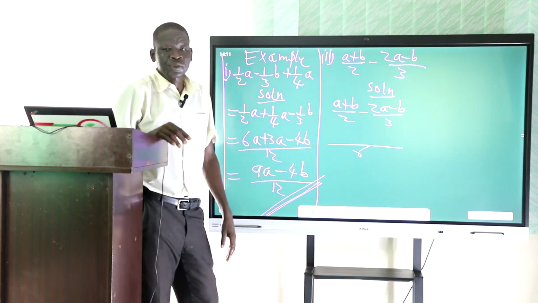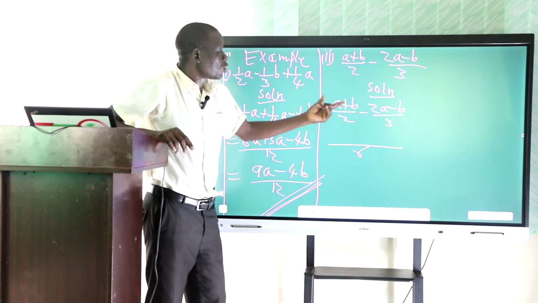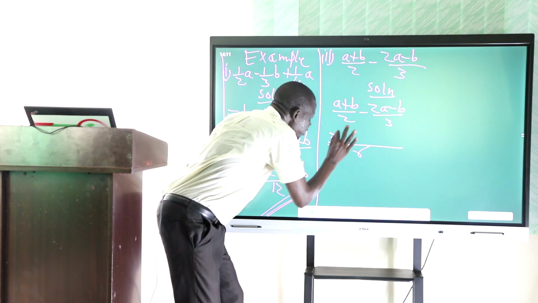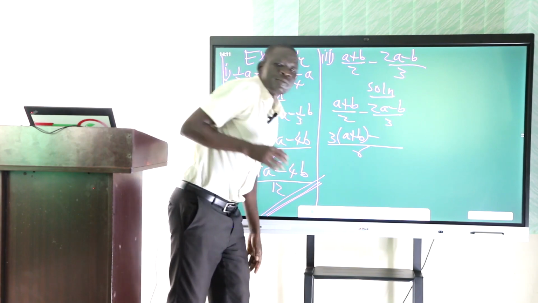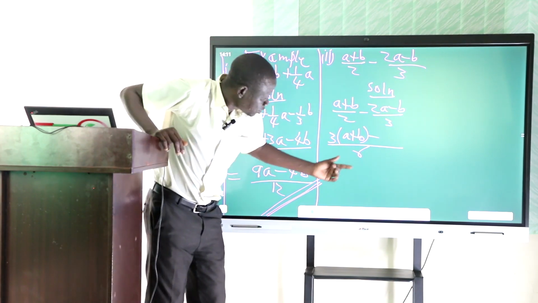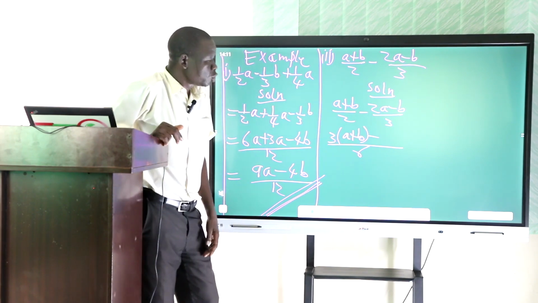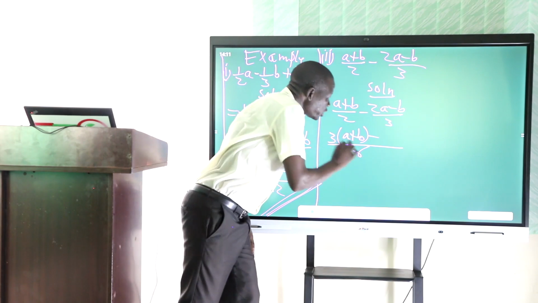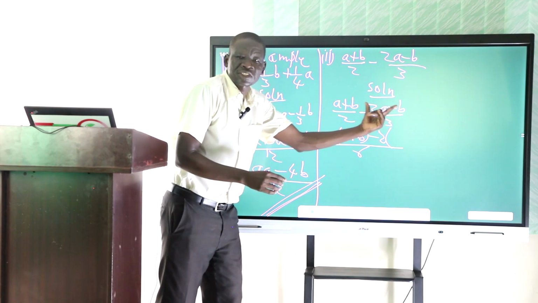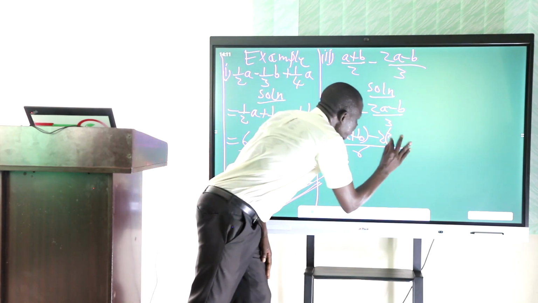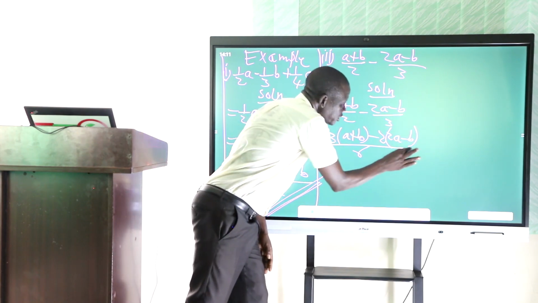6 divided by 2 is 3. And the 3 times the whole of this, we get 3 into A plus B. We shall open the brackets later. Then we have 6 divided by 3. We get 2. So that 2, we shall multiply it by what? Oh, the whole of this expression, which is 2A minus B.